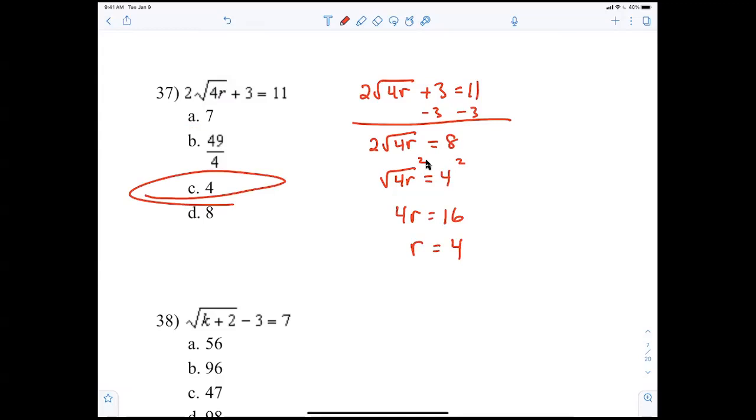Wait, what happened to the 2? I divided by 2. Yes, here you go, I'm showing you right now. Divide by 2, divide by 2. Because remember, you have to isolate the radical.